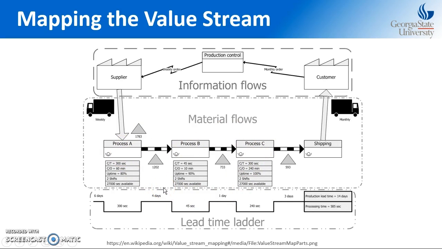So if we were to look at this, what we can see is between process A and B, we spend 4 days. Between process B and C, 1 day. Between process C and actually shipping it to the customer, we spend 3 days. So just between the processes, we are spending 8 days that do not add value to the customer.